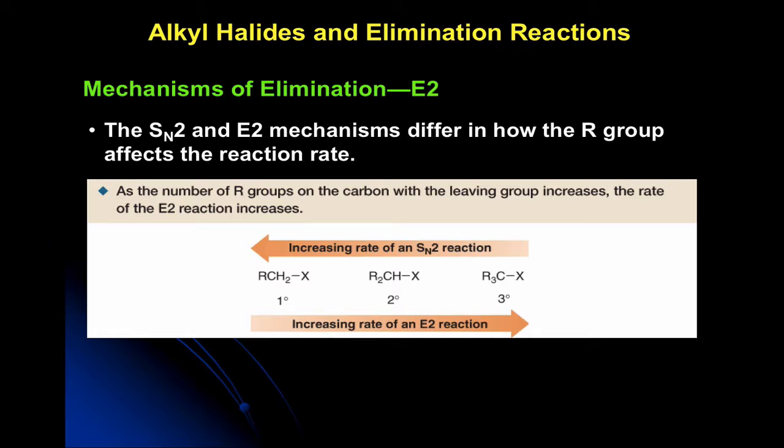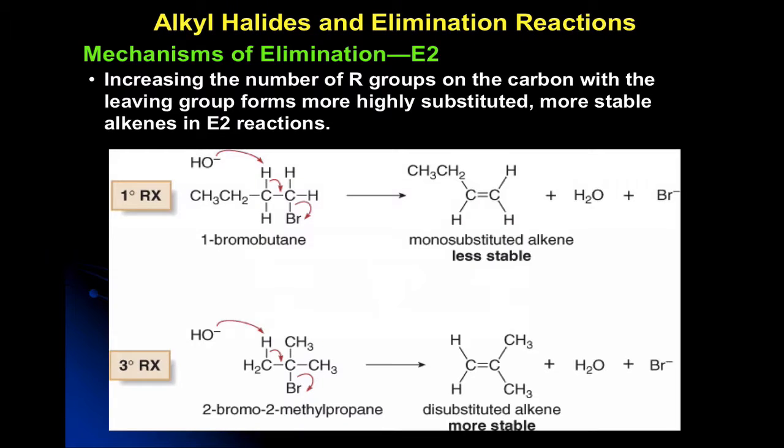Also, the base in an E2 reaction doesn't actually attack the carbon, right? So is there as much steric hindrance to take into account? No. The SN2 reaction follows this trend because the nucleophile actually has to attack the carbon. And the more stuff that you have around that carbon, the slower it's going to go, right?